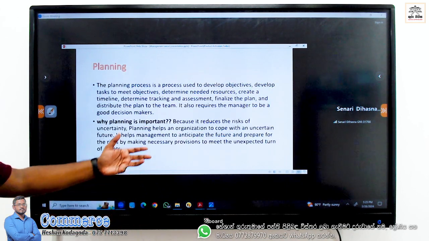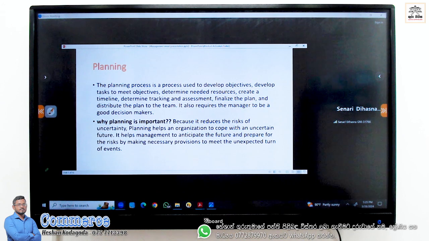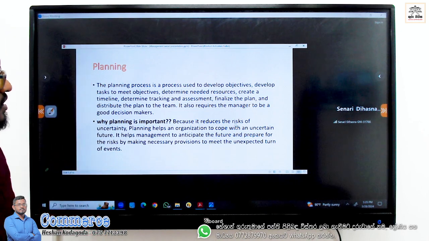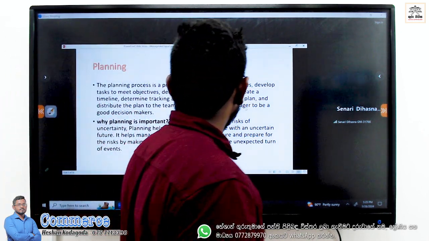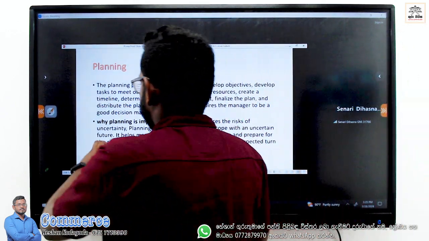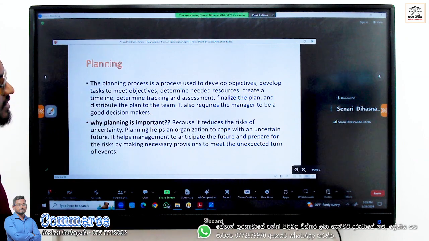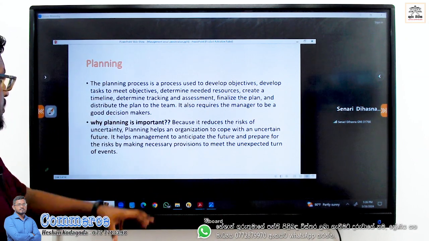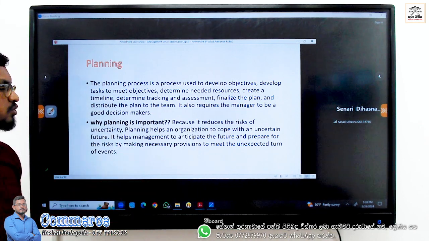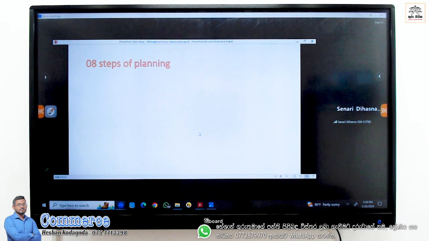Okay, the other one. So here, first one, planning. Planning means the process used to develop objectives, develop tasks to meet objectives, determine needs and resources, create a timeline, and determine tracking and assessment. So this is a good, thorough definition, but we can get an idea about that. Okay, why is planning important? Here you can see. Okay, moving to the other slide, please.